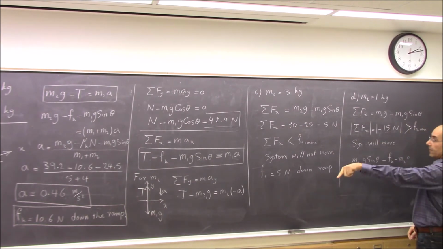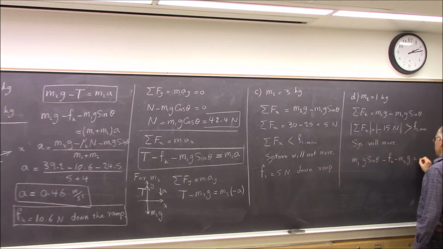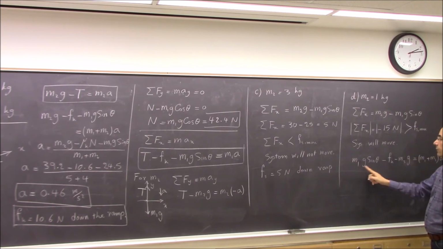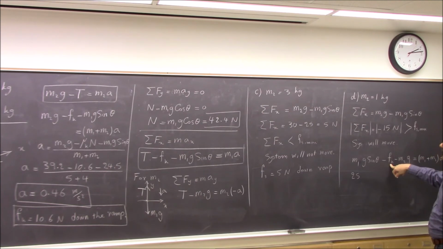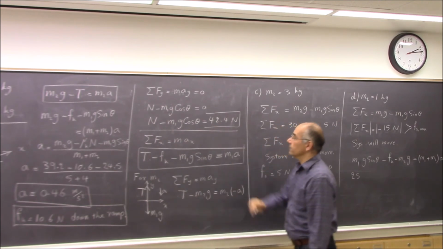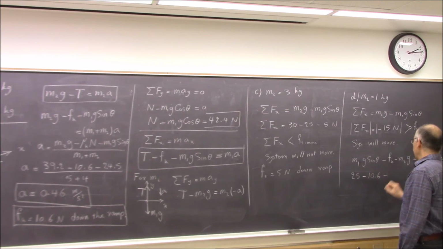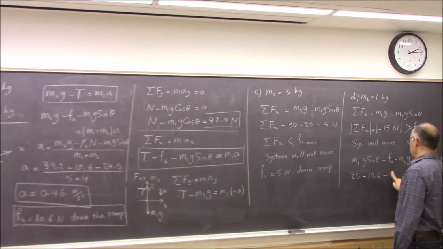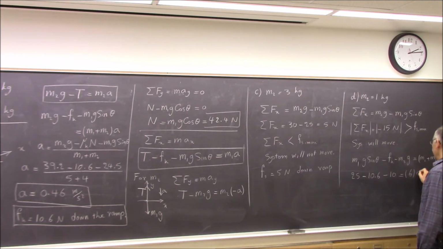M1g sine theta is pushing that way, Fk is pushing up, and M2g is pushing the other way, equal to M1 plus M2 times acceleration. What is that? That's about 25 if g is 10, 25 Newton. What is Fk? Fk is normal force times mu k, which is 0.25. So that's 10.6, negative 10.6, negative M2g, which is 9.8 or 10, which is equal to M1 plus M2, 6a.